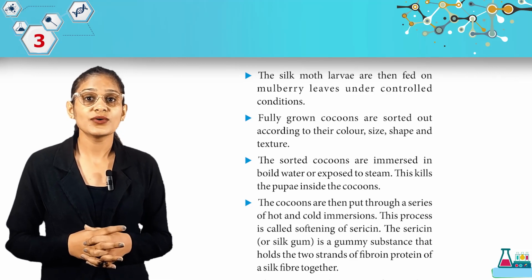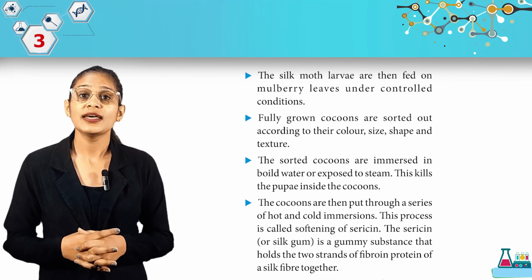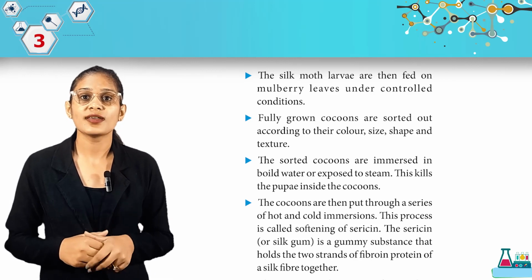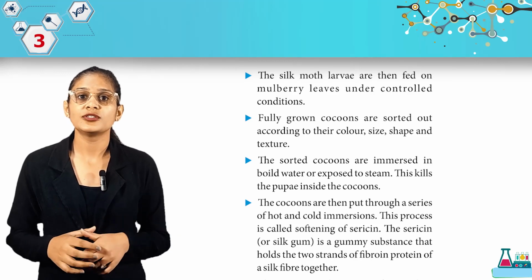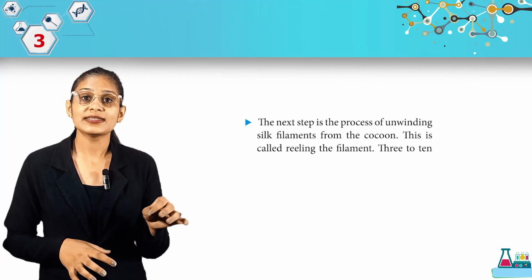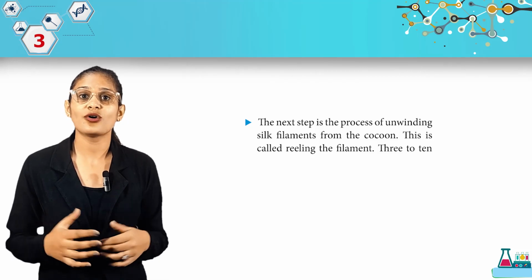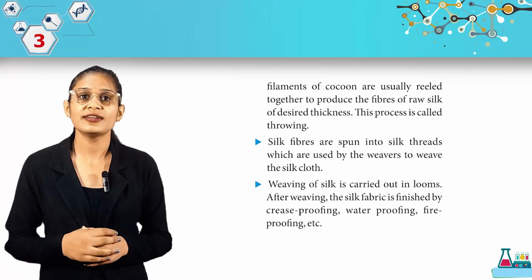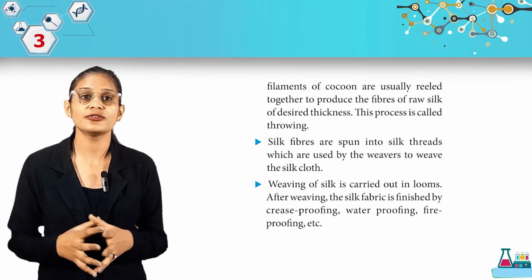Then the cocoons are put through a series of hot and cold immersions. This process is called softening of sericin. The sericin or silk gum is a gummy substance that holds the two strands of fibroin protein of a silk fiber together. The next step is the process of unwinding silk filaments from the cocoon. This is called reeling the filament. 3 to 10 filaments of cocoon are usually reeled together to produce the fibers of raw silk of desired thickness. This process is called throwing.